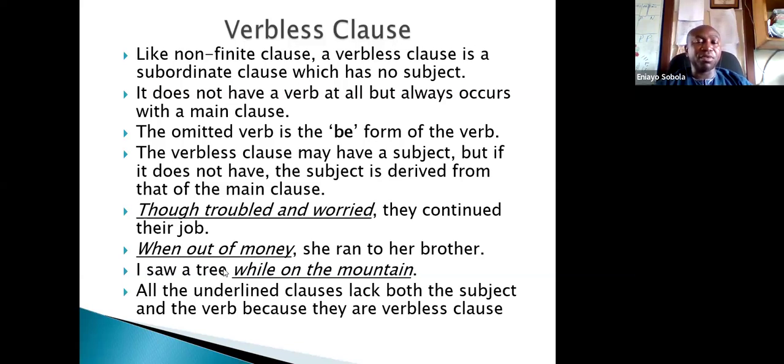I saw a tree while on the mountain. So while on the mountain is a verbless clause. But with these verbless clauses, there is something about them. You can recover the verb and the subject, like you mentioned earlier.